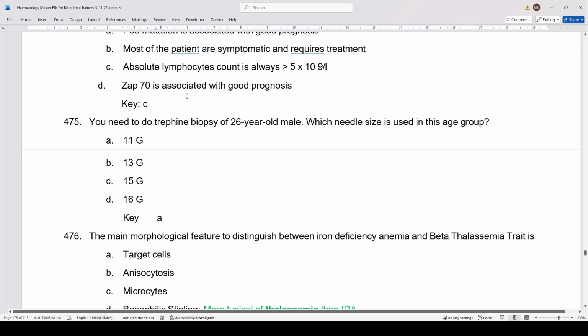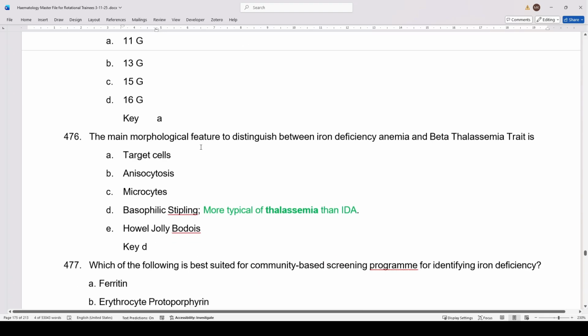You need to do a bone marrow biopsy of a 26-year-old male. Which size needle is used? For a 26-year-old male, we will take 11 gauge size. And for kids, we have to go for 13. So 13 is small, 11 is big.